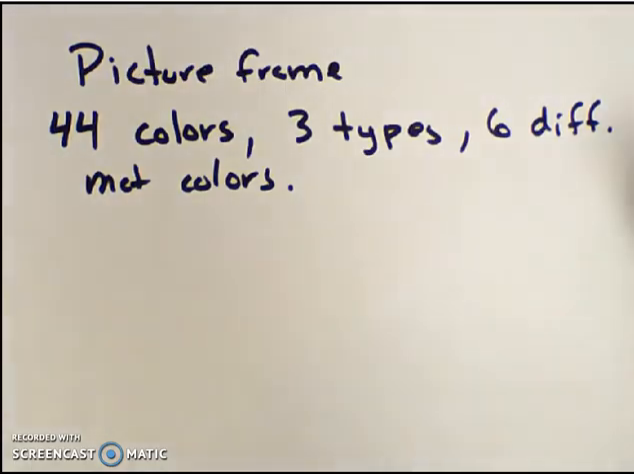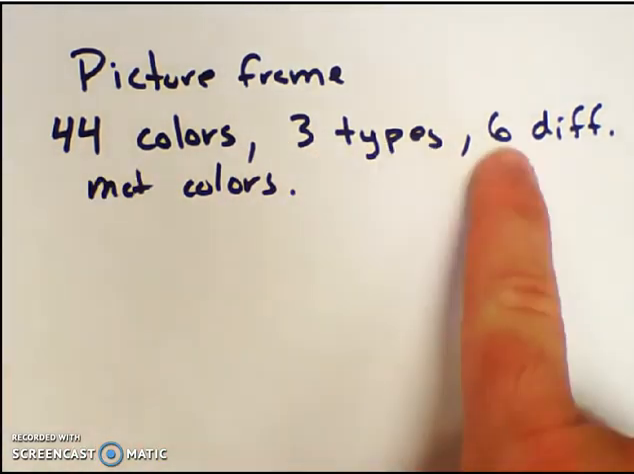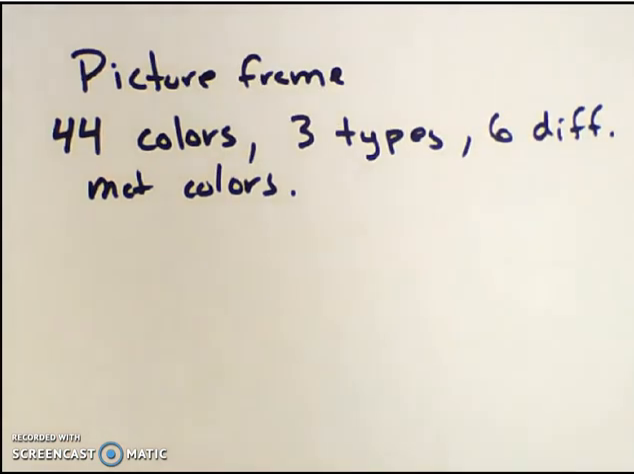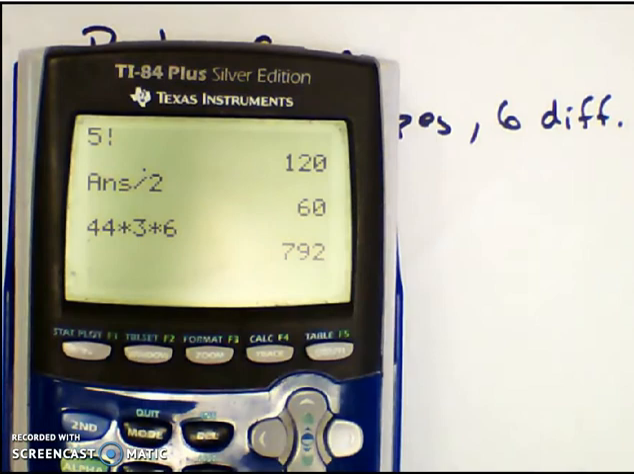Alright, you're trying to figure out all the combinations of picture frames you could buy. All you do in this case is multiply the 3 types together. You have 44 colors times 3 types times 6 different matte board colors. Type that in, you get 792.